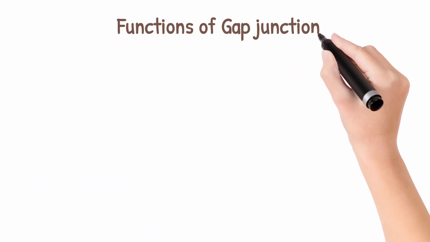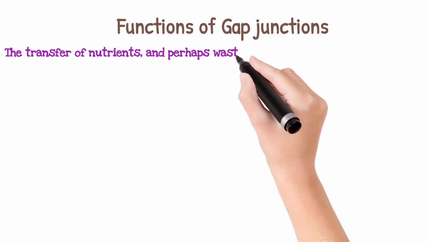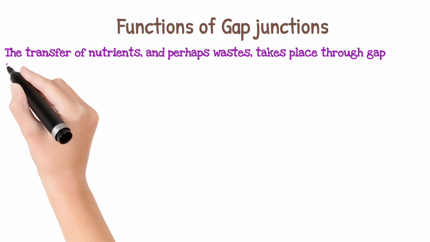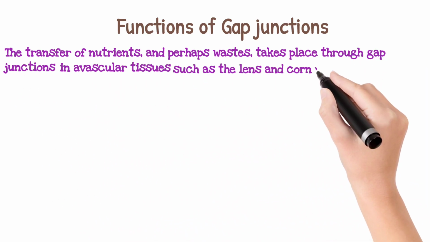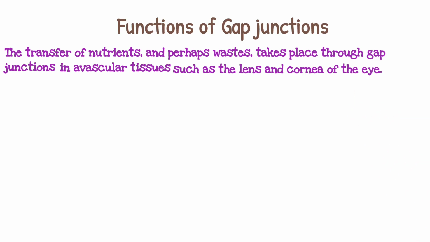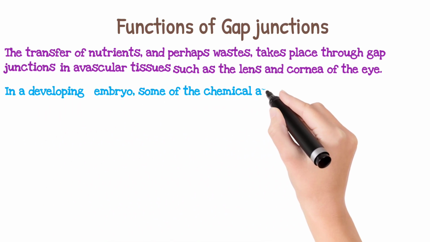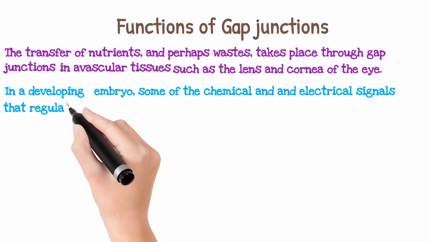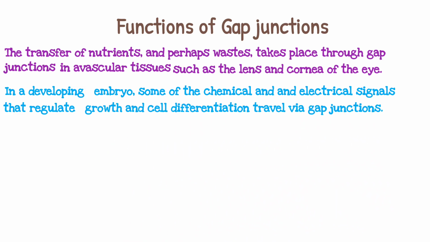Functions of gap junctions. The transfer of nutrients, and perhaps wastes, takes place through gap junctions in avascular tissues such as the lens and cornea of the eye. Gap junctions allow the cells in a tissue to communicate with one another. In a developing embryo, some of the chemical and electrical signals that regulate growth and cell differentiation travel via gap junctions.